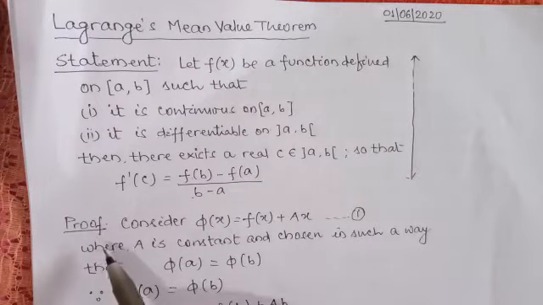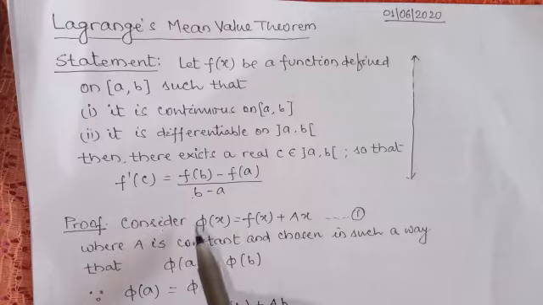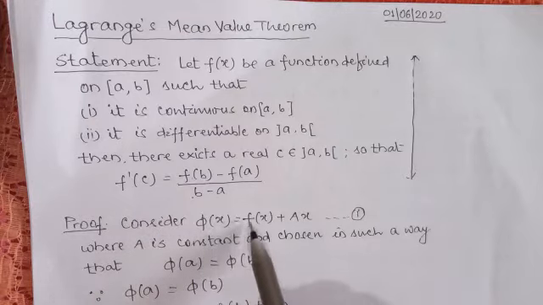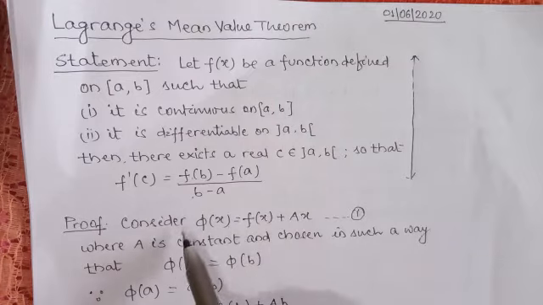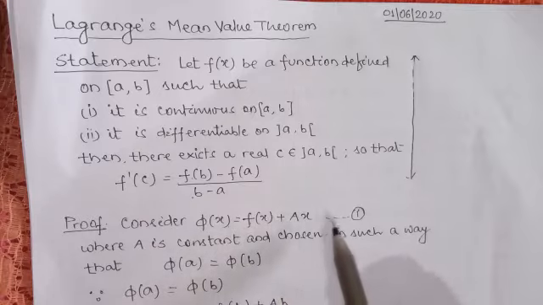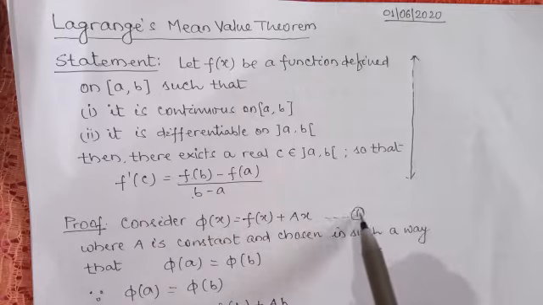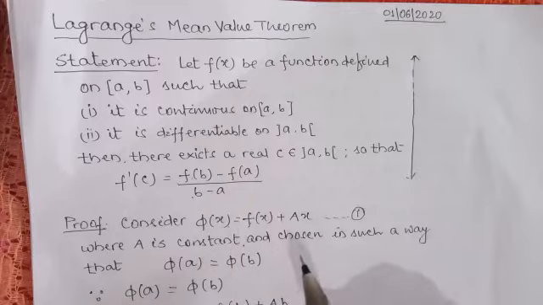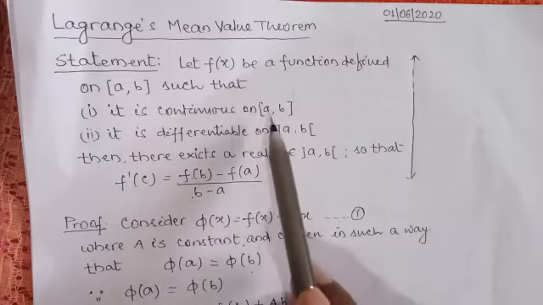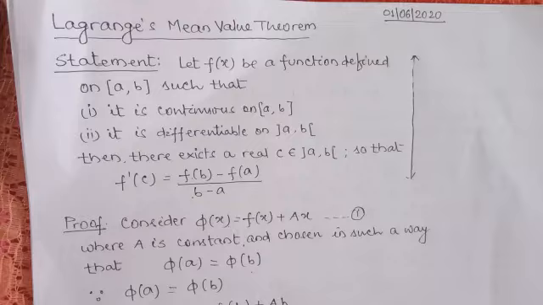See the proof. Consider any function phi(x) is equal to f(x) plus Ax. Consider it as equation 1, where A is a constant and this constant is chosen in such a way that phi(a) is equal to phi(b), where a and b are endpoints of the interval.